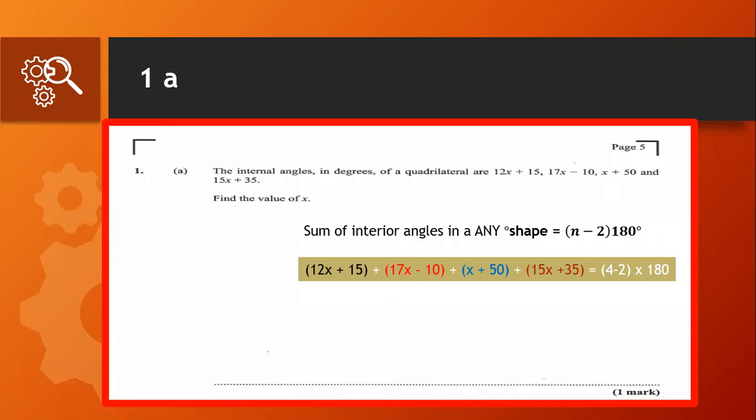Okay, so the next step is what I'm going to do. I'm going to add up all the x's, add up all the numbers, and put it equal to whatever I work out here. And you can clearly see that this is 4 minus 2, which is 2 multiplied by 180. So I should get 360 on this side. So let's see how it goes.